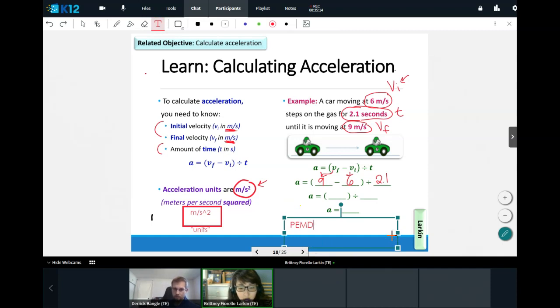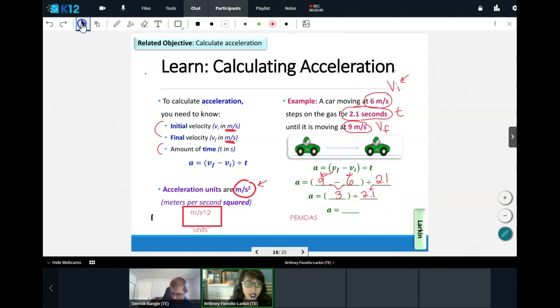Now, don't forget that based on our order of operations, PEMDAS, we always need to do parentheses first. Take a look at what's in our parentheses. 9 minus 6 equals what? Work quickly in the chat. Thank you, Mari. Thank you, Lexi. Jared, yeah, this equals 3. And again, we still just pull this down, so we still need to divide by 2.1.